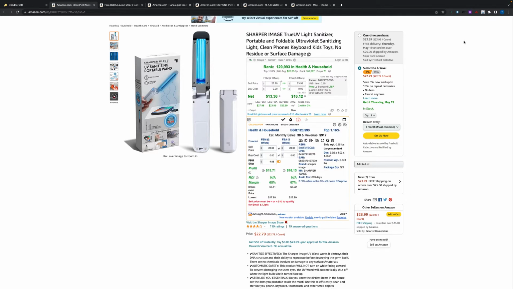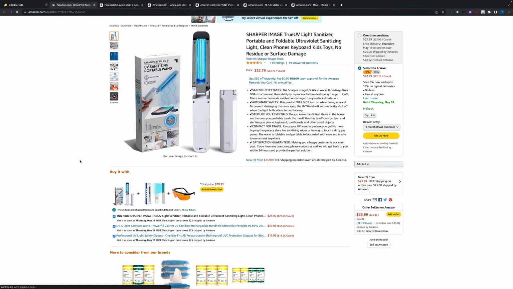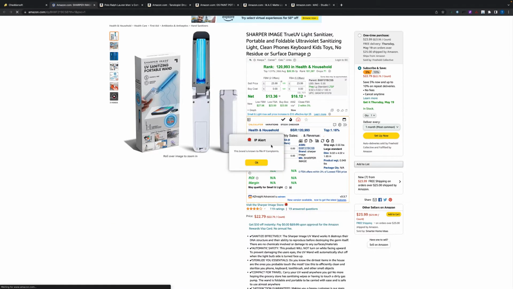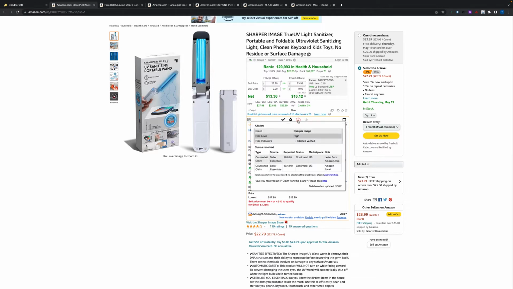The first one is whether or not the listing pulls up an IP Alert. If I refresh this page, you will see that as it refreshes, an IP Alert pops up. Likewise, in ASIN-Zen, if you see this little gauge here turned red, it means it is a high risk. If it is orange, it means it is a medium risk. And if it doesn't turn on at all, there is no risk.